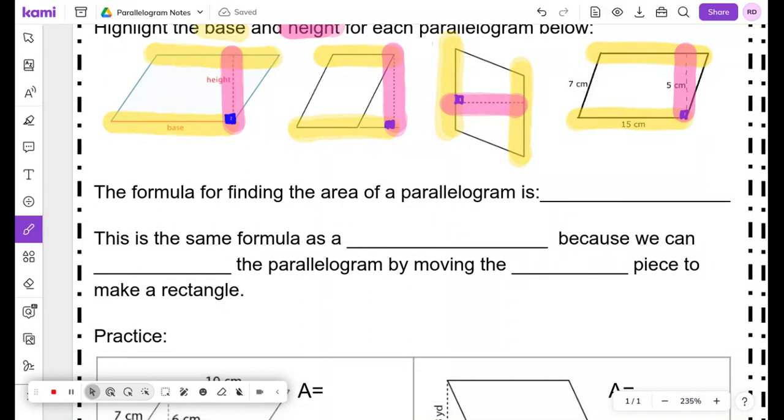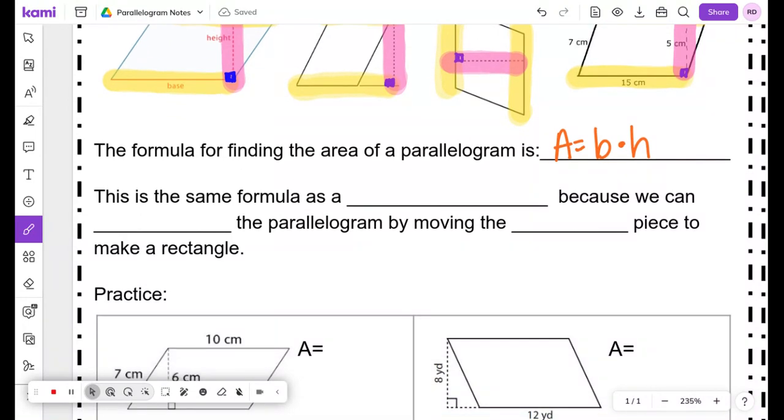The formula for finding the area of a parallelogram is area equals base times height. So it's actually the same formula we use for a rectangle. This is the same formula as a rectangle because we can rearrange the parallelogram by moving the triangle piece to make a rectangle.